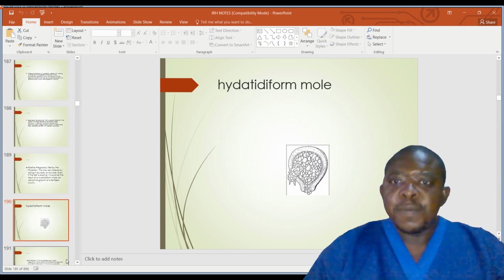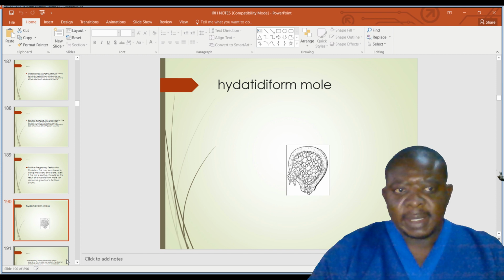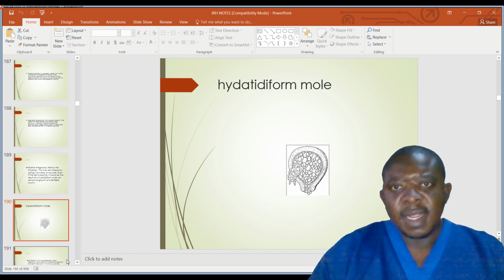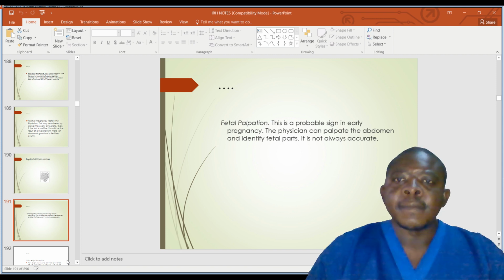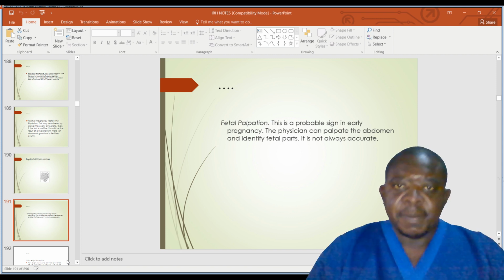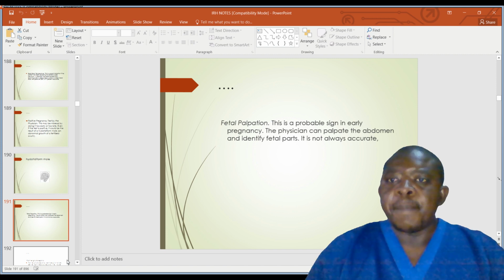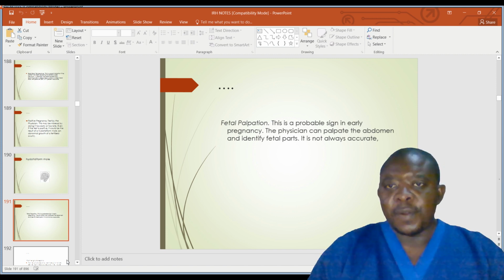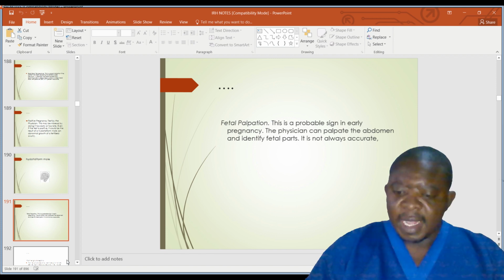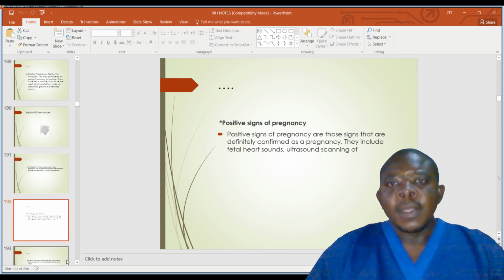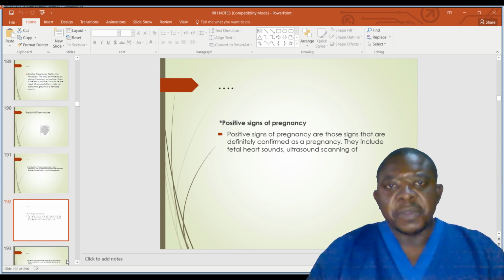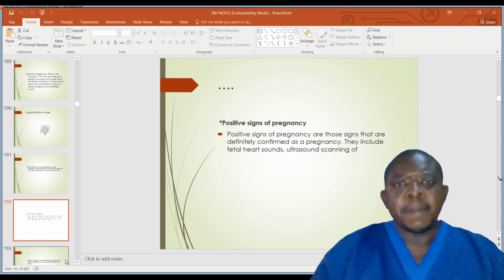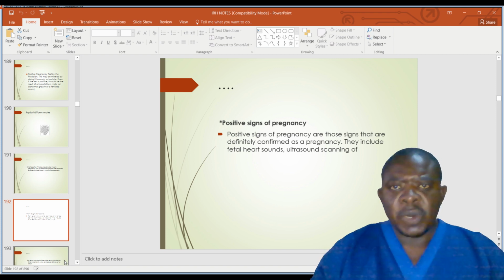Hard diphthalmia representation is what we have tried to show in the diagram. Fetal palpation. This is a probable sign in early pregnancy. The physician can palpate the abdomen and identify fetal part. It is not always accurate. Okay, with presumptive signs and symptoms, probable signs and symptoms discussed, let us now sharply discuss the positive signs of pregnancy.